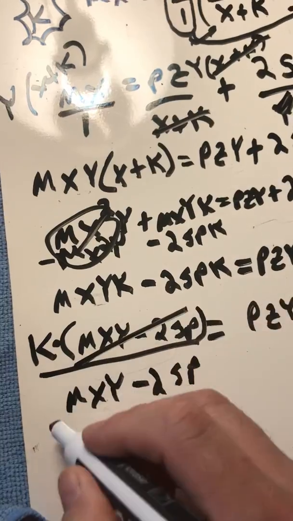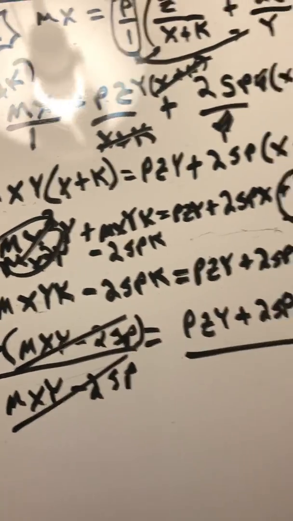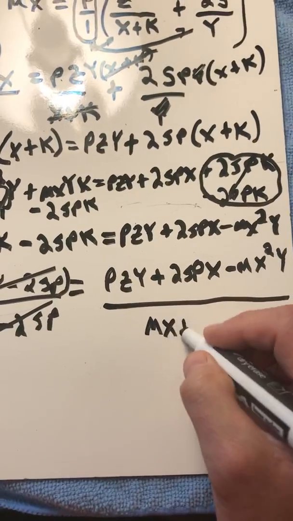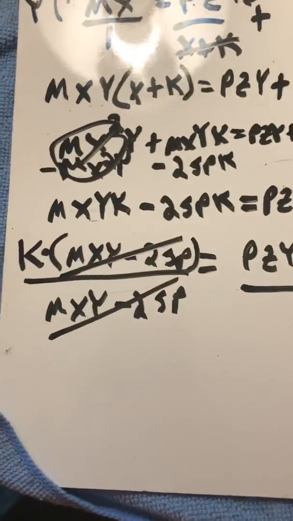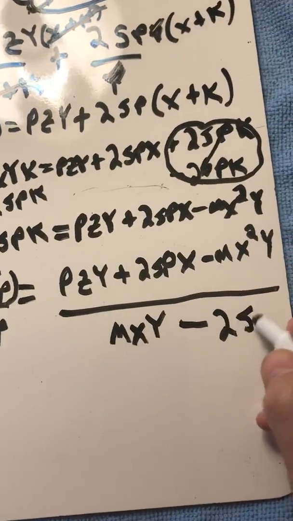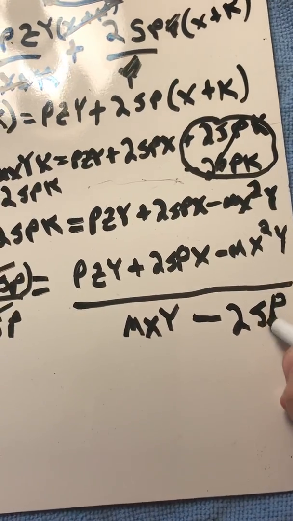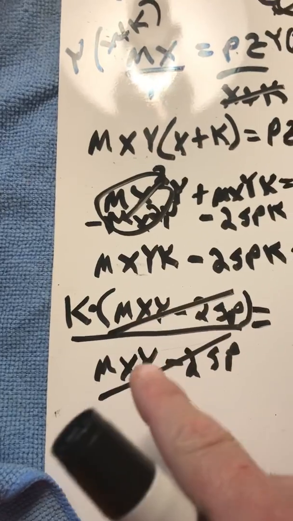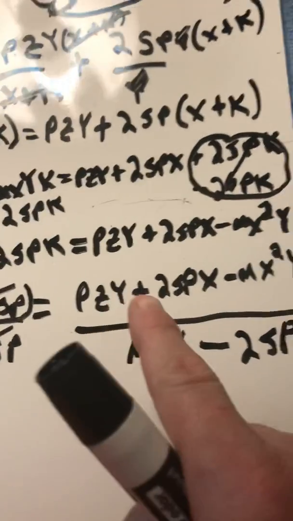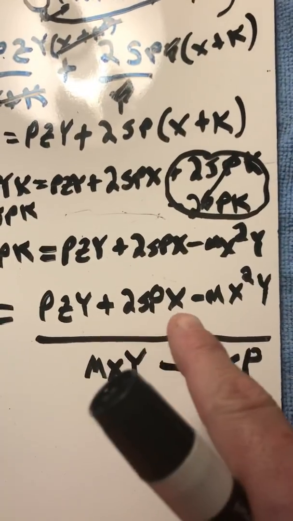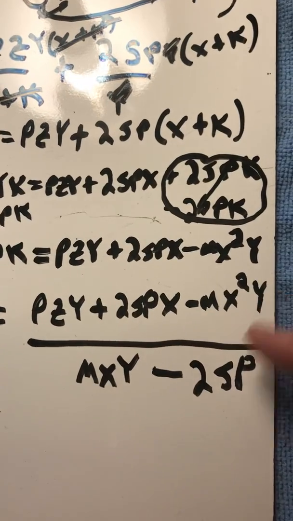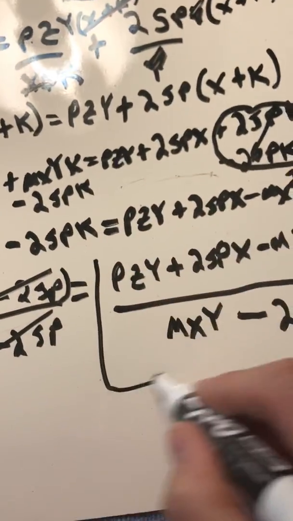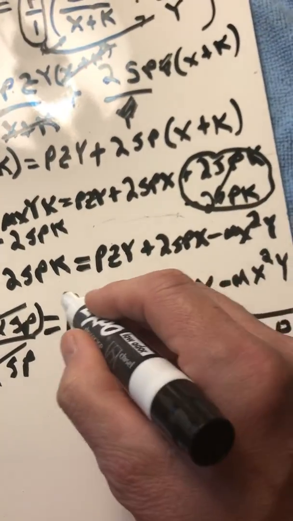and it cancels. What you do to one side, you have to do to the other. So you divide it by MXY minus 2SP. K, all alone now because this guy canceled to 1, equals PZY plus 2SPX minus MX squared Y all over MXY minus 2SP. Box your answer. Then you're correct.